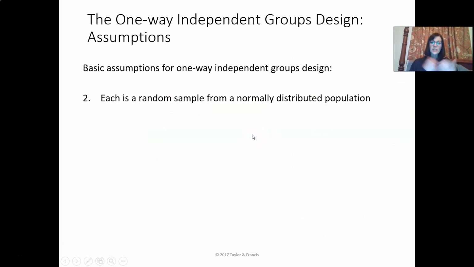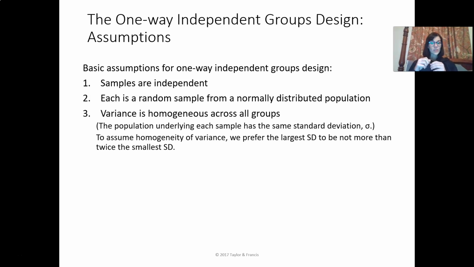Okay, so here are some basic assumptions that you need for a one-way independent groups design. First of all, the samples have to be independent of each other. That basically means that you can't have somebody being in multiple groups, for example. You don't want the same person in two different groups. That would ruin the independent observation. Additionally, each should be a random sample from a normally distributed population. Additionally, we're always going to be looking for that homogeneity of variance. The population underlying each sample should have about the same standard deviation of sigma.